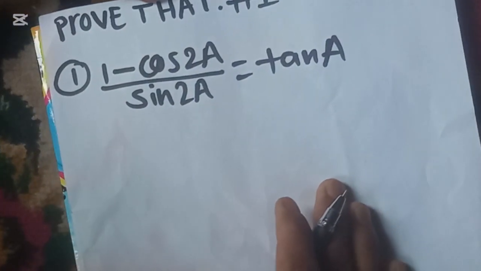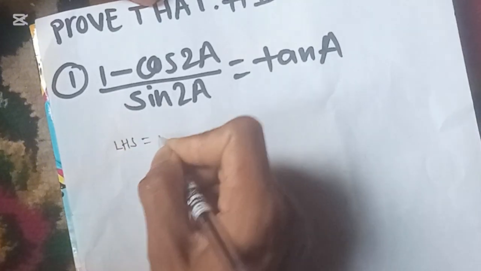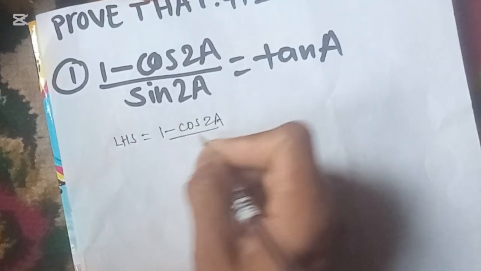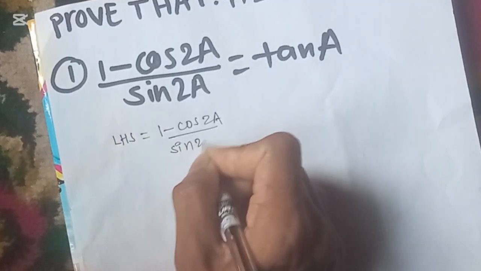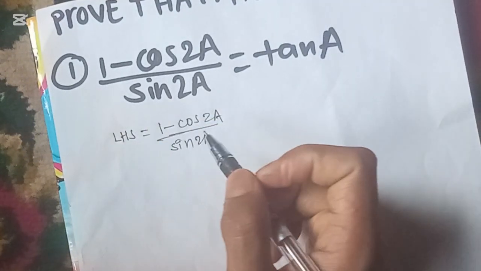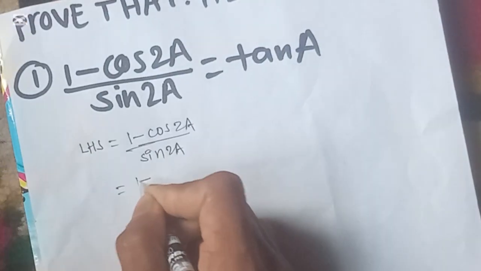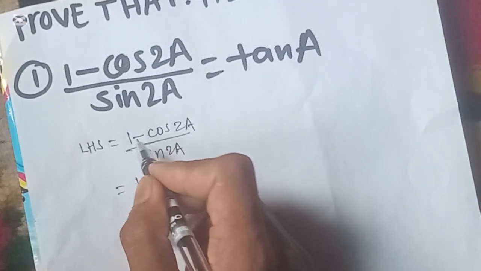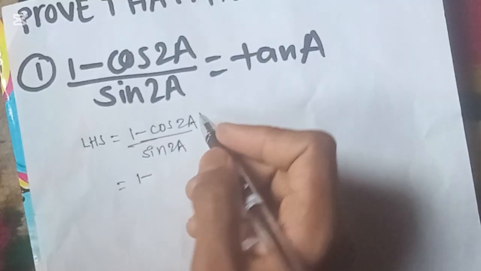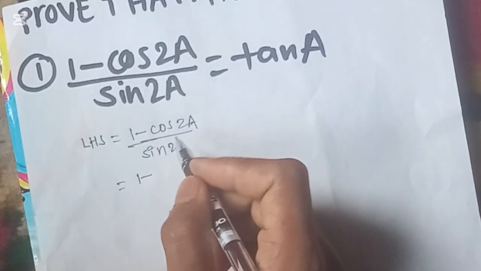So first of all we need to take LHS. LHS is equal to (1 minus cos 2a) by sin 2a. We just need to copy this as LHS, and to eliminate this one, cos 2a, we need to use the formula of cos 2a.